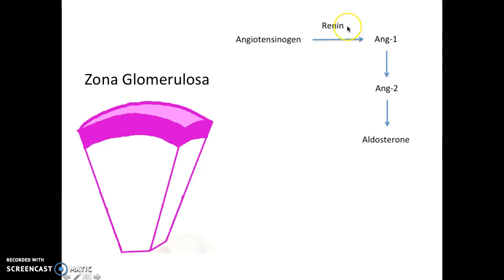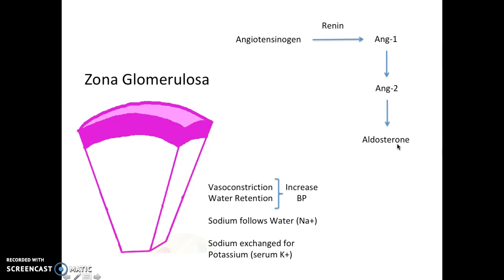So basically, this starts in the kidney, where a hypoperfused kidney says there's not enough sodium, so it secretes renin, which converts the zymogen angiotensinogen into Ang1. Ang1 gets converted to Ang2 via ACE, which then leads to aldosterone. And the net effect of this whole system is an increase in blood pressure because of vasoconstriction and water retention. And recall that when water is reabsorbed, sodium will follow it.